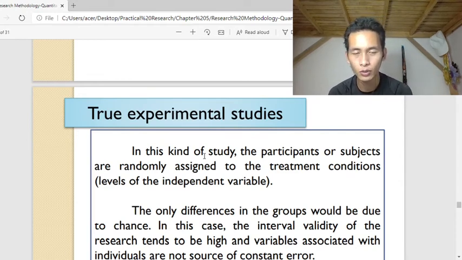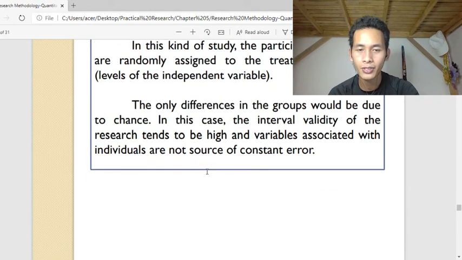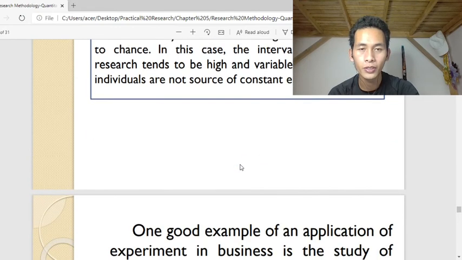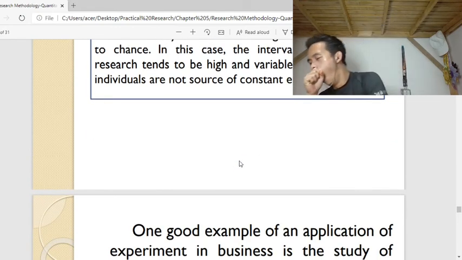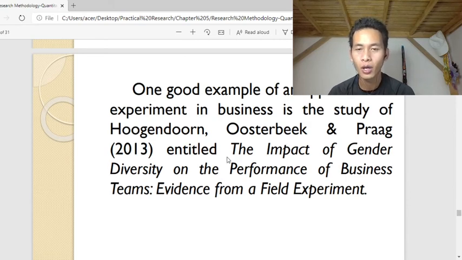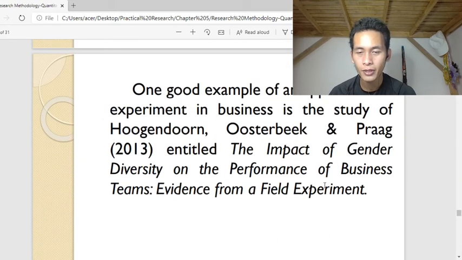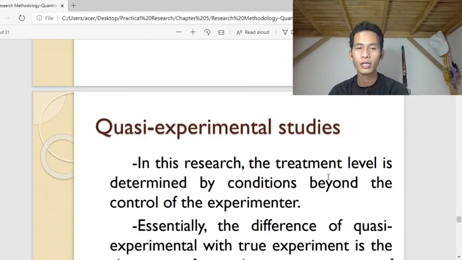So you will be doing a true experimental study of a particular topic, for example, where the participants or subjects are randomly assigned to the treatment conditions or levels of the independent variable of the topic being studied. The only differences in the groups would be due to chance. In this case, the internal validity of the research tends to be high and variables associated with individuals are not a source of constant error. One good example of the application of experiment in business is a study of Hogendorn, Oosterbeek, and Praag, 2003, entitled The Impact of Gender Diversity on the Performance of Business Teams, Evidence from a Field Experiment. So it requires field work, and then you come up with evidence.